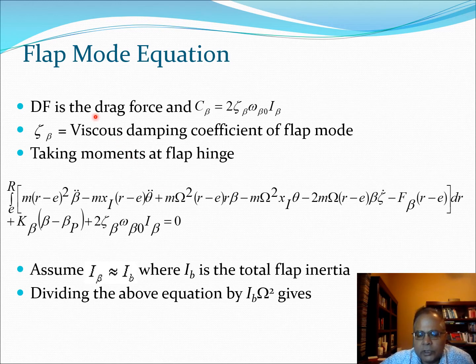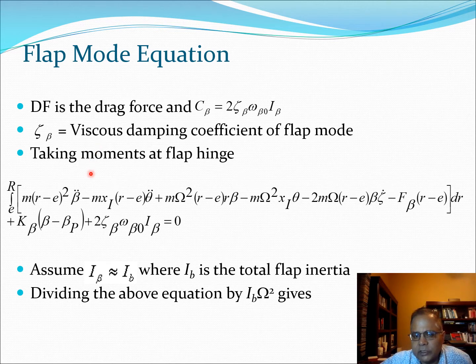Now this damping force or drag force, if we call it, this C beta is going to be 2 zeta into omega into I beta. Now zeta subscript beta here is the viscous damping coefficient of the flap mode. So essentially we are assuming that all the damping effects in the flap mode are lumped into some viscous damping coefficient, and then we are considering that.